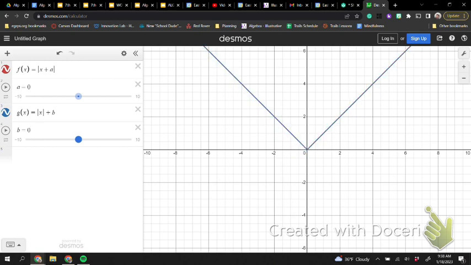Wait, but then why from the top one, when it's positive, does it go left? Because you have to re-zero out with the absolute value. So you have to kind of undo. Yep.